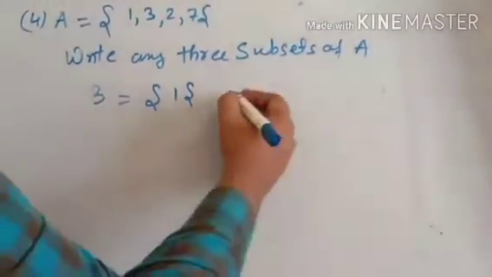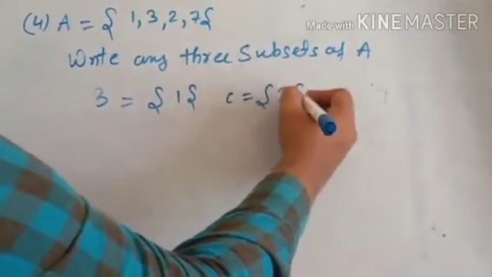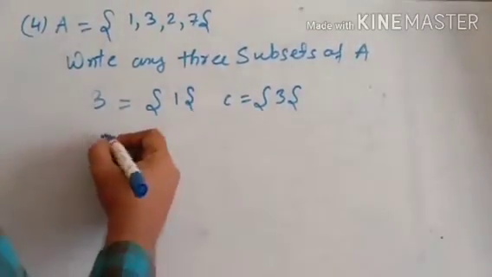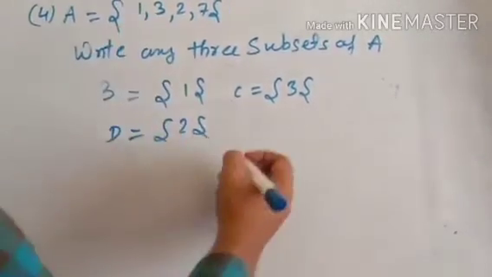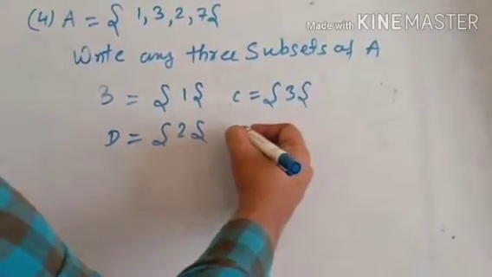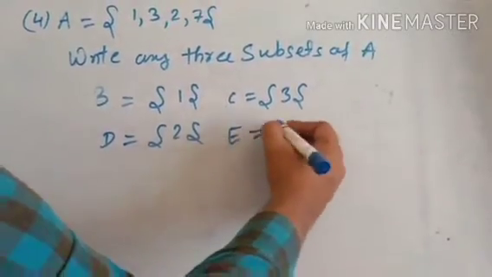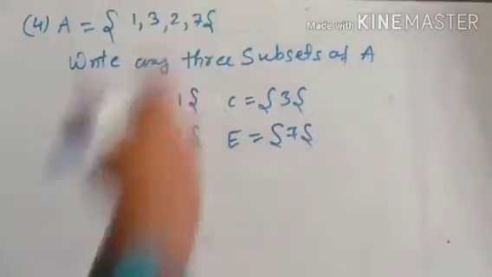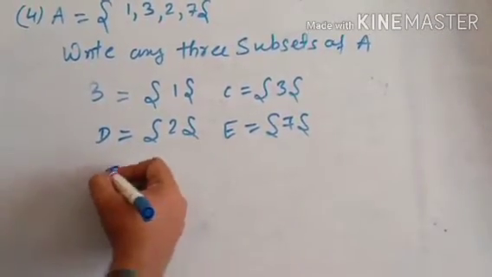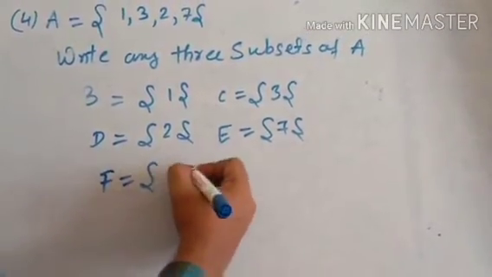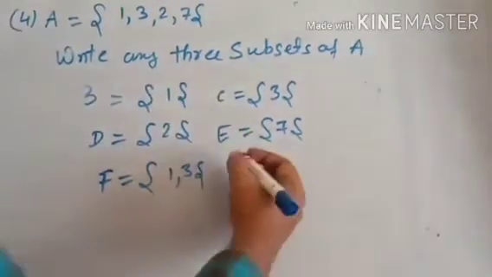Yes. C is equal to {3}. Yes, C is a subset of A. D is equal to {2}. Yes, D is a subset of A. And E is equal to {7}. This is also a subset of A. After that we take pairs of 2. F is equal to {1, 3}. This is also a subset of A.